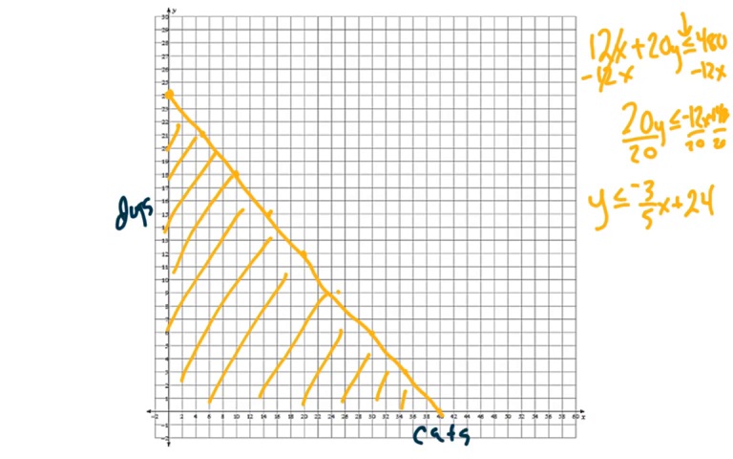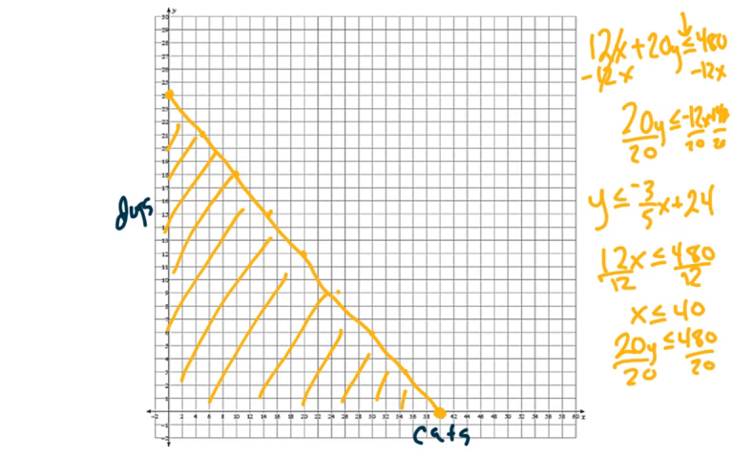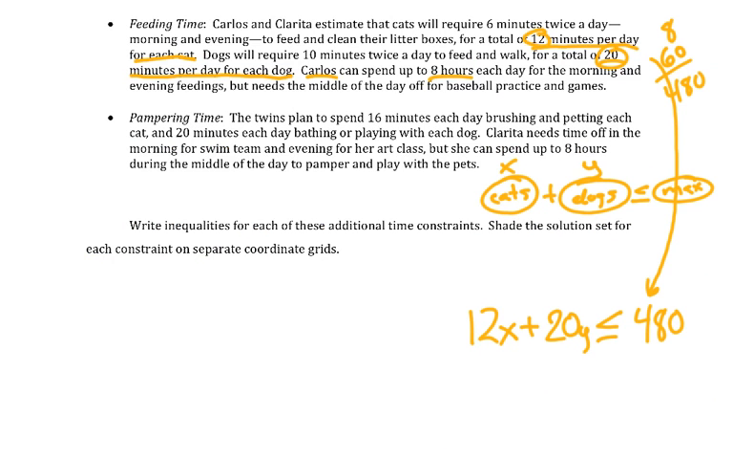The other way I could have done it is to say, what if I only had cats? Then I could give all those 480 minutes to the cats, and I'd have 40, which was right there. And then the same thing, what if I only gave that time to the dogs? If I only had dogs, I'd end up with 24. That would give me those 2 points right here and here, which I could then use to draw my graph. So there's the feeding time constraint.